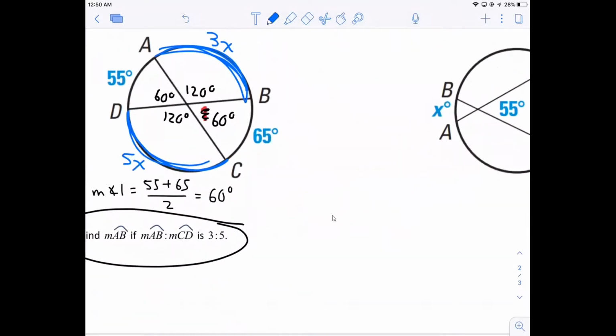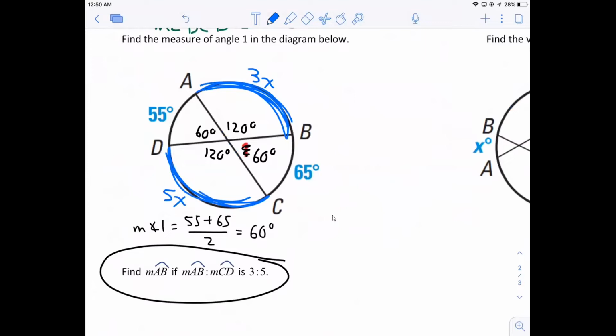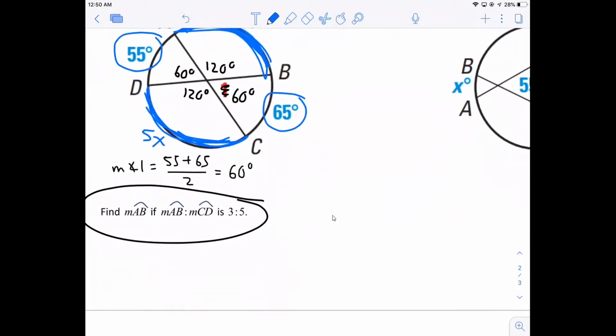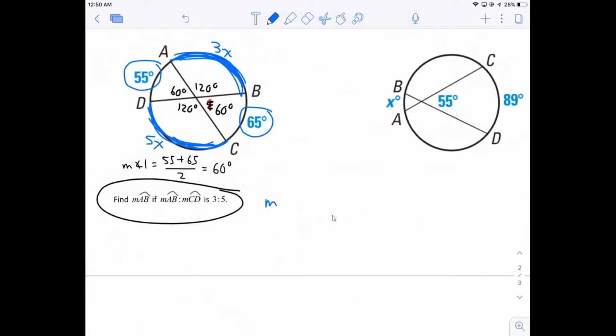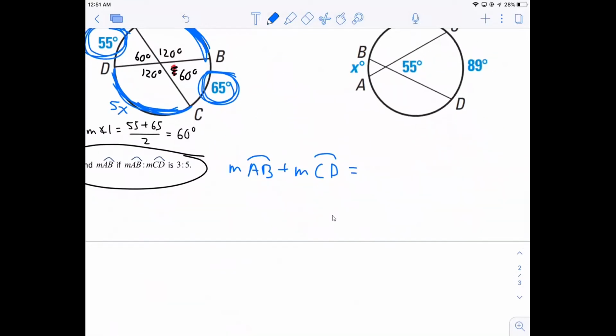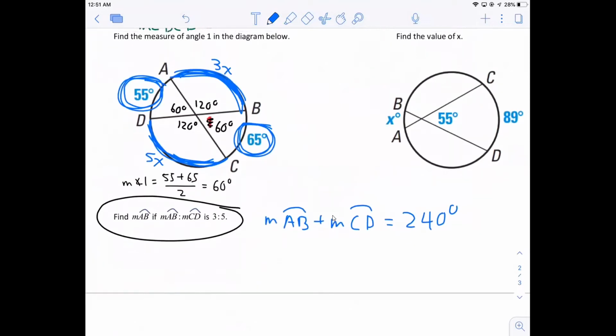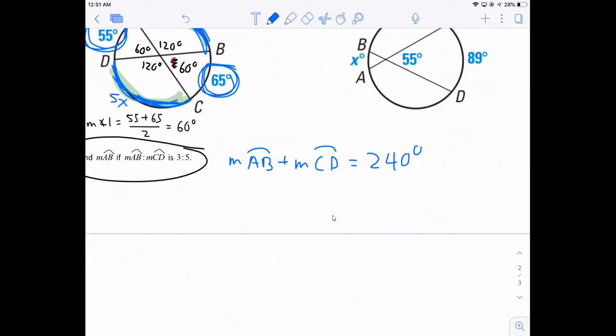So what does 3x plus 5x have to equal? What do the sum of these two arcs have to equal? Well, we already know these two arcs equal 120 in total. So can't we say that the measure of arc AB plus the measure of arc CD has to equal, well, if these are 120, this is the entire circle, 360 minus 120 is 240 degrees. So the measure of these two arcs here has to be 240, right?